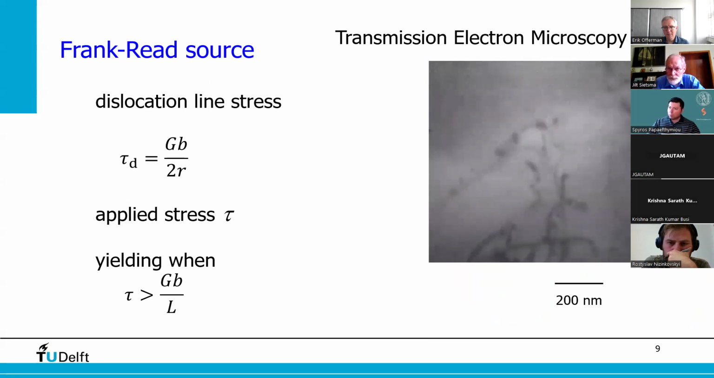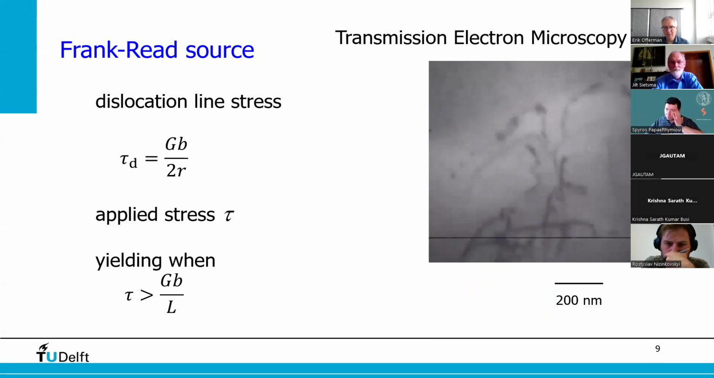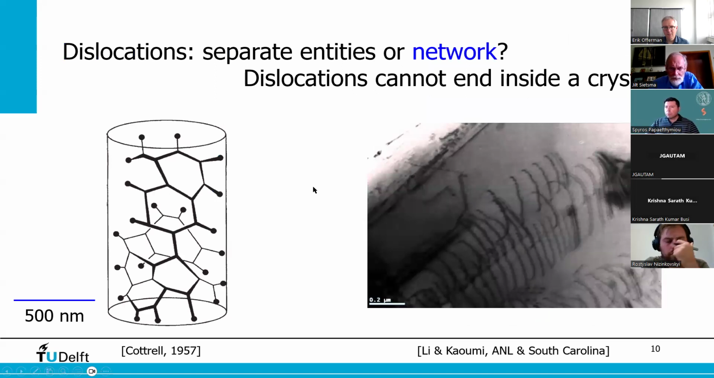And you can also sometimes see it experimentally, as you can see here in the transmission electron microscope. There you see the Frank-Read source, and it annihilates and starts all over again. So this is all well known, I guess. Often when we look at dislocations, the only way we can really see them is in a transmission electron microscope, and then it often looks like this. There are separate dislocations. Here you see different dislocation lines, separate entities, but theoretically a dislocation cannot end within a crystal.